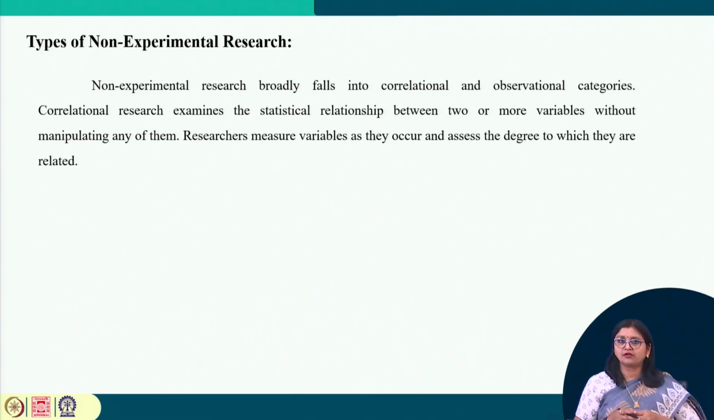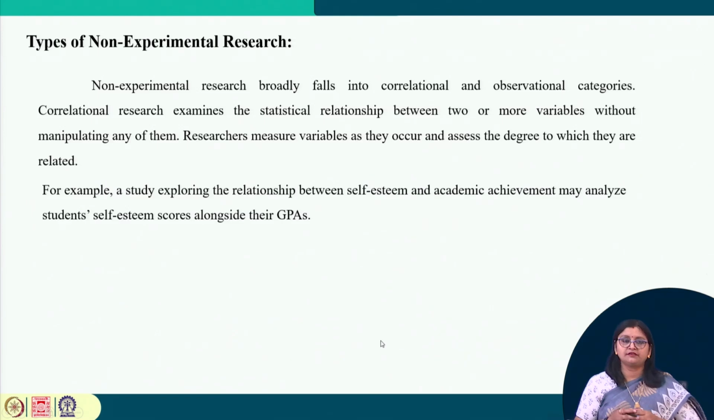Now, the types of non-experimental research. Non-experimental research broadly falls into correlational and observational categories. Correlational research examines the statistical relationship between two or more variables without manipulating any of them. Researchers measure variables as they occur and assess the degree to which they are related to each other.